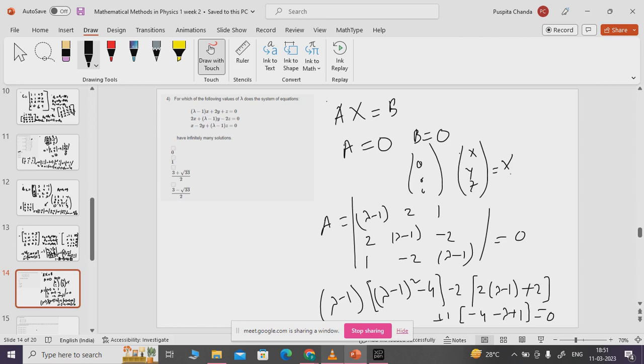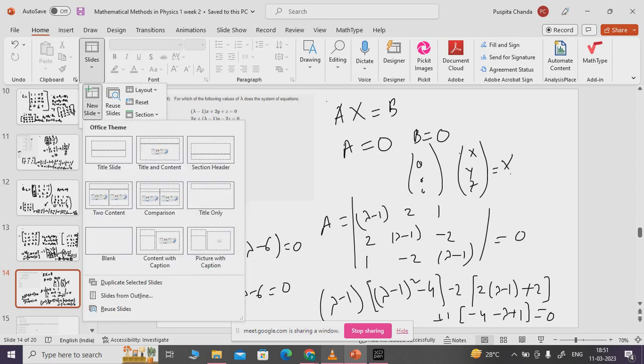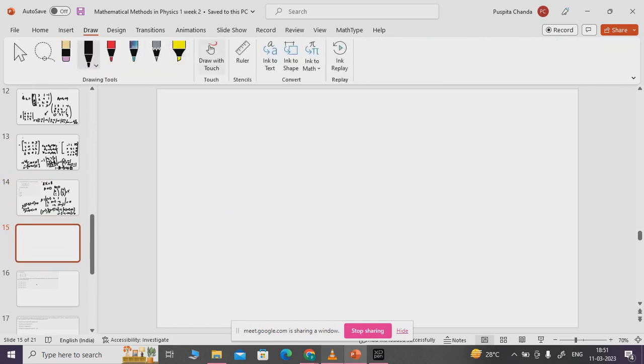When you simplify all those things, it will be lambda into (lambda square minus 3 lambda minus 6) is equal to 0. From this we can say lambda is equal to 0 and lambda square minus 3 lambda minus 6 is equal to 0. Lambda square minus 3 lambda minus 6 is 0.